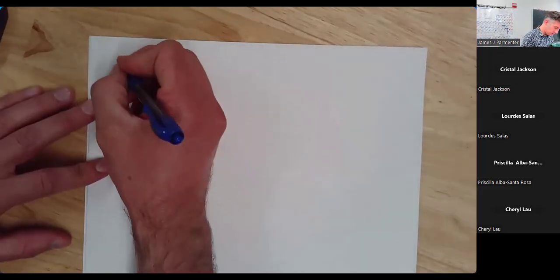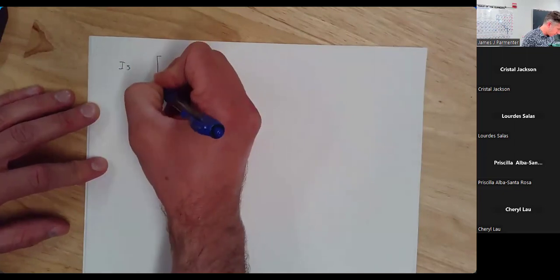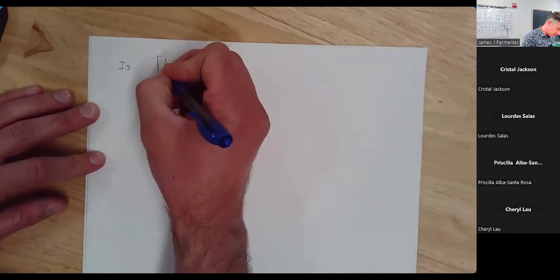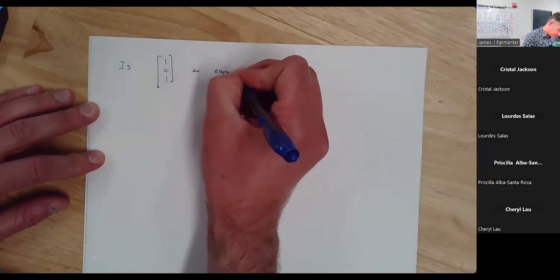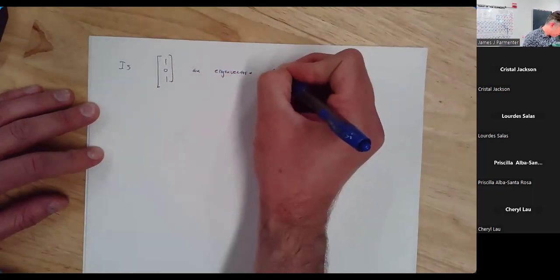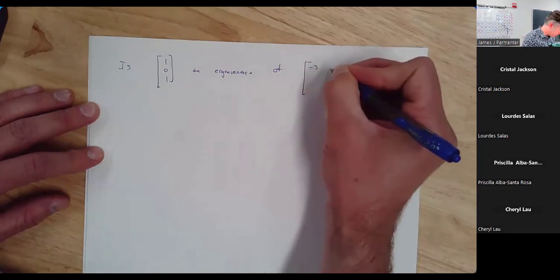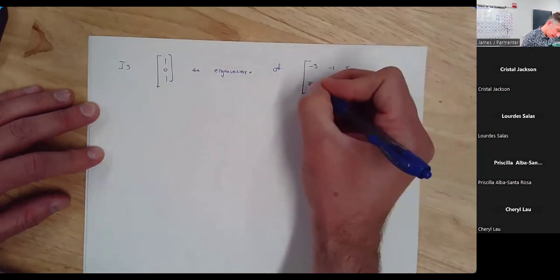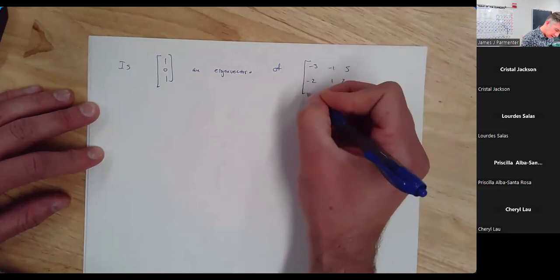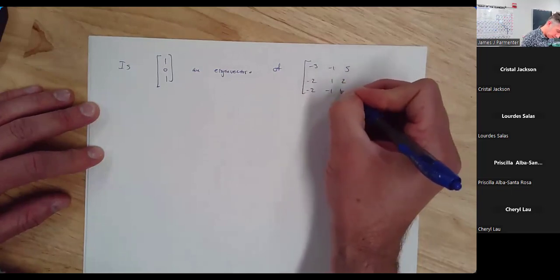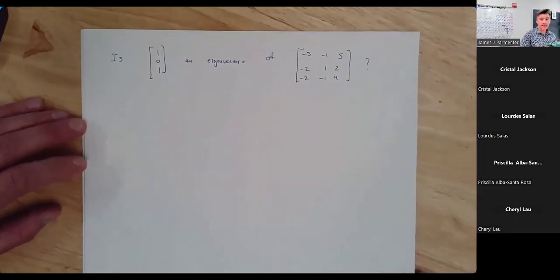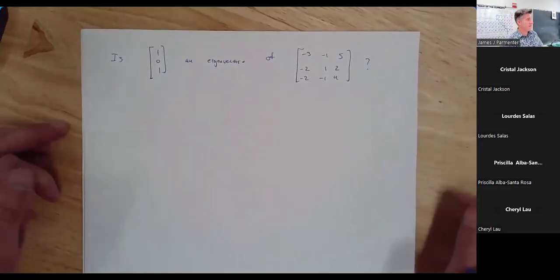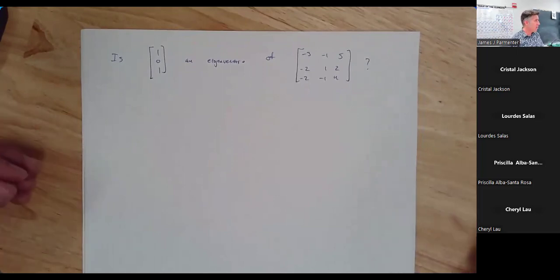Here's the question. Is the vector 1, 0, 1 an eigenvector of the matrix negative 3, negative 1, 5, negative 2, 1, 2, negative 2, negative 1, 4? Even if this was a smaller matrix that we knew how to find the eigenvectors of, like a 2 by 2, you shouldn't do this by finding the eigenvectors.